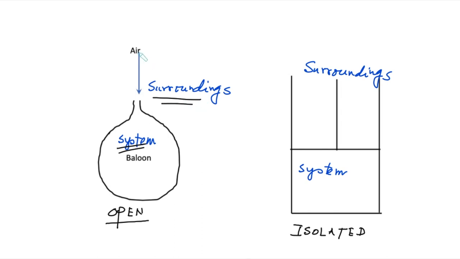So there's an exchange of mass between the system and the surrounding, which is air, which is coming in. And there might be some exchange of energy between the system and the surrounding, if there is a difference in temperature between the air in the balloon and the air outside. So again, this is an example of an open system because this allows an exchange of mass between the system and surrounding, and this also allows exchange of energy between the system and surrounding.